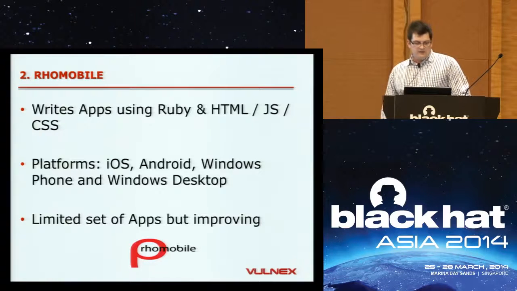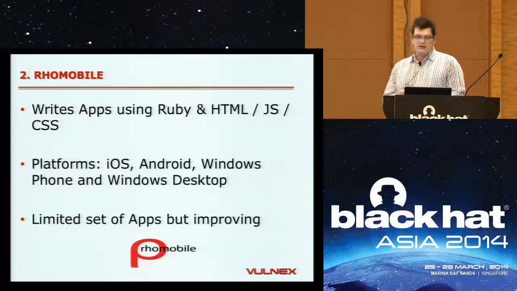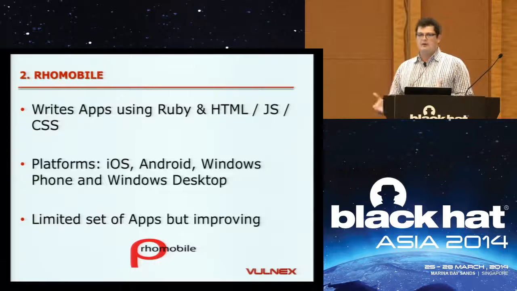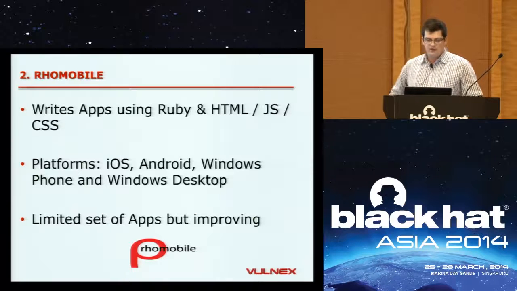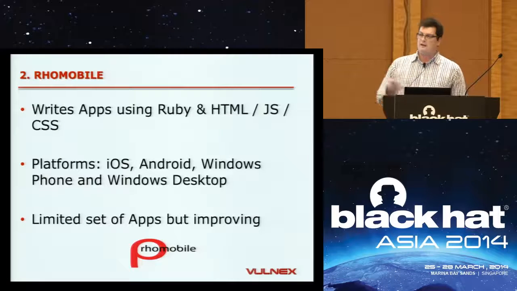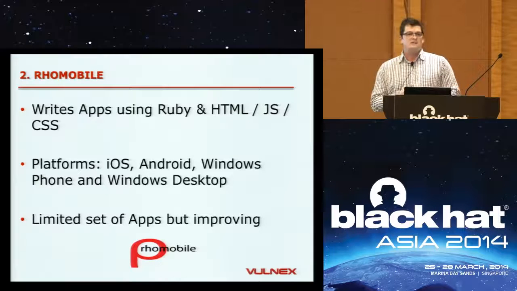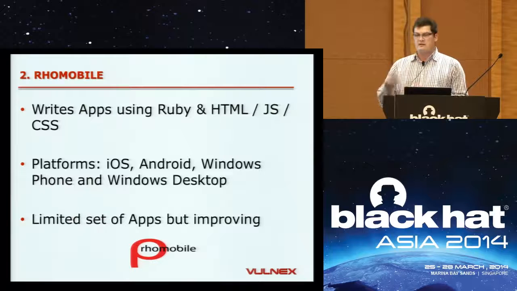So we also have RhoMobile, another framework that is becoming popular because it's supported by Motorola, so it's getting a lot of support. And here you do the same. You write web apps using Ruby, HTML, JavaScript, and Cascading Style Sheets. It's quite interesting. It also works on Android, iPhone, Windows Desktop and Windows Phone. So it's quite nice. We can write a simple Ruby application with HTML and JavaScript, and it works on different platforms.